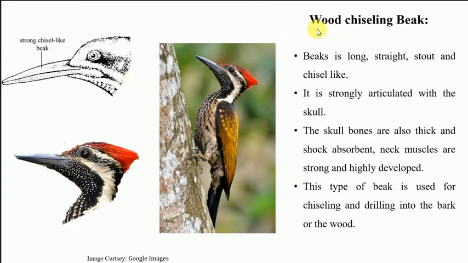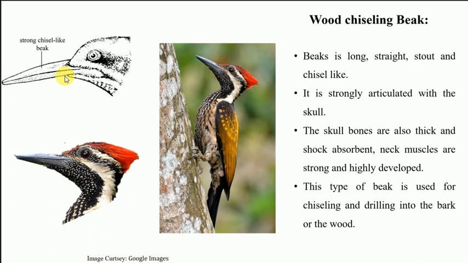The next one is the wood chiseling kind of beak. The wood chiseling beak is long, again a straight one, stout, but most importantly the beak is chisel-like and is strongly articulated with the skull.